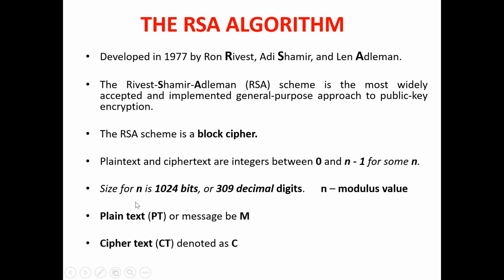The size for n, here n is nothing but the modulus value. So usually it will be having 1024 bits or 309 decimal digits. N is nothing but the modulus value. So plain text or message M, ciphertext CT, or you can simply denote it as C.